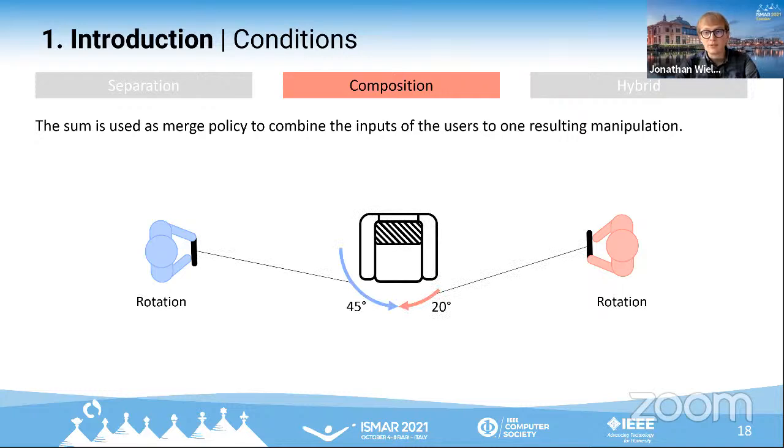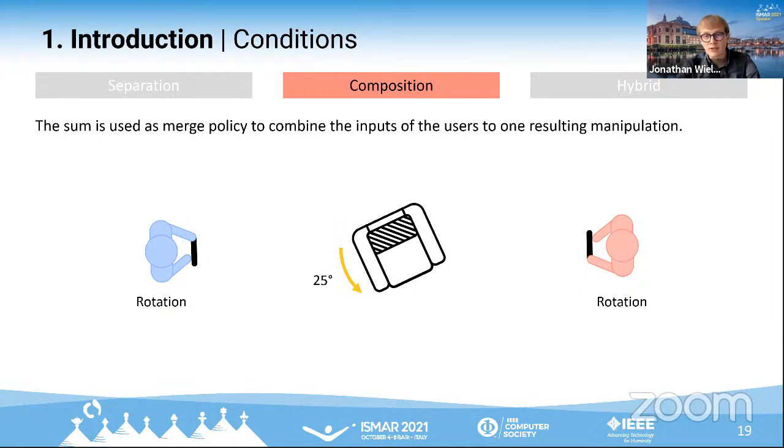Here's another example for rotations. So if the user in blue rotates the object by 45 degrees counterclockwise, and the user in red by 20 degrees clockwise, this results in a counterclockwise rotation of 25 degrees.